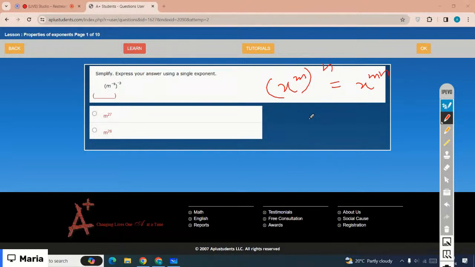So you have to do the same thing over here, that is m exponent negative 9 times negative 3. So that is m exponent 27, right? 3 times 9 is 27. So that is m exponent 27. Option number 1 is the correct option. Got it?